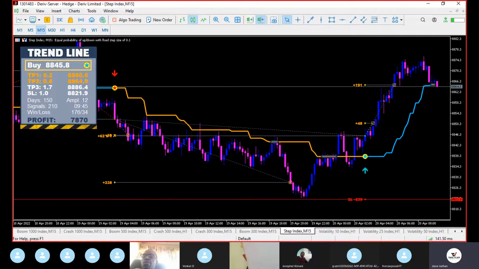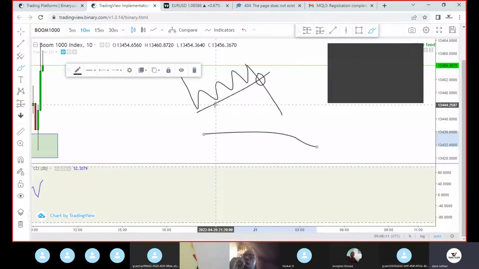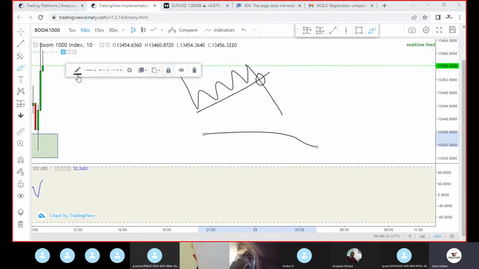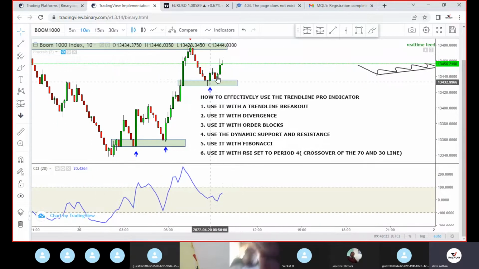All right, so now let's go to the second one. We're done with diagonal breakout, so let's go back to our TradingView chart. I forgot to take a buy.